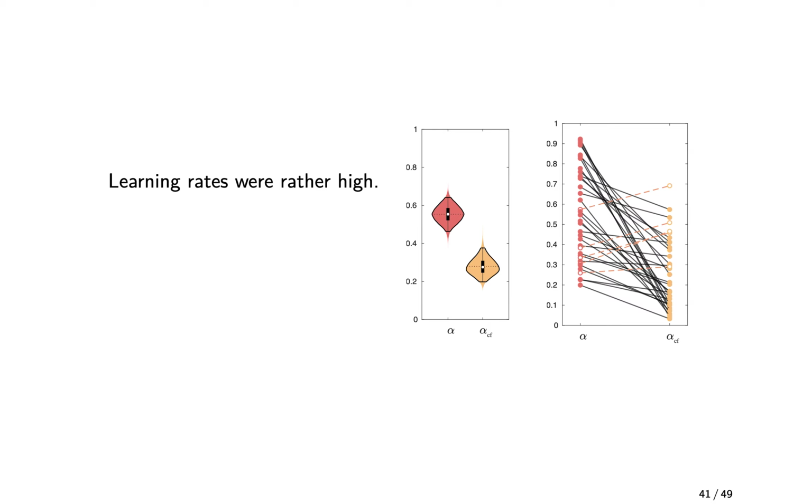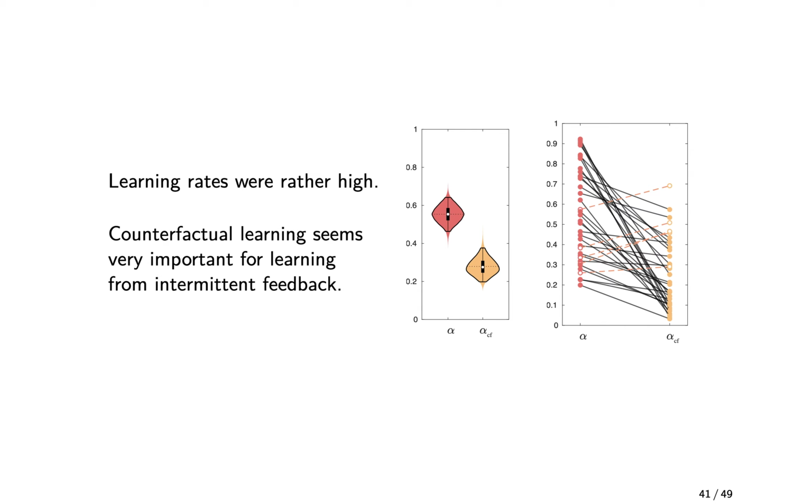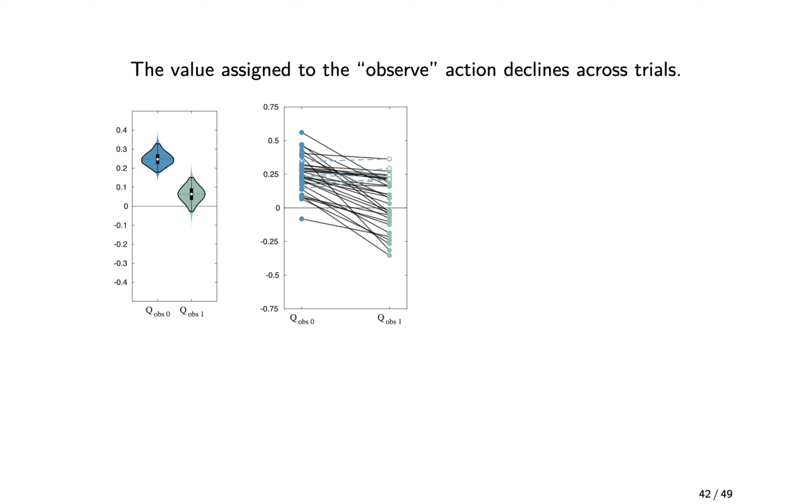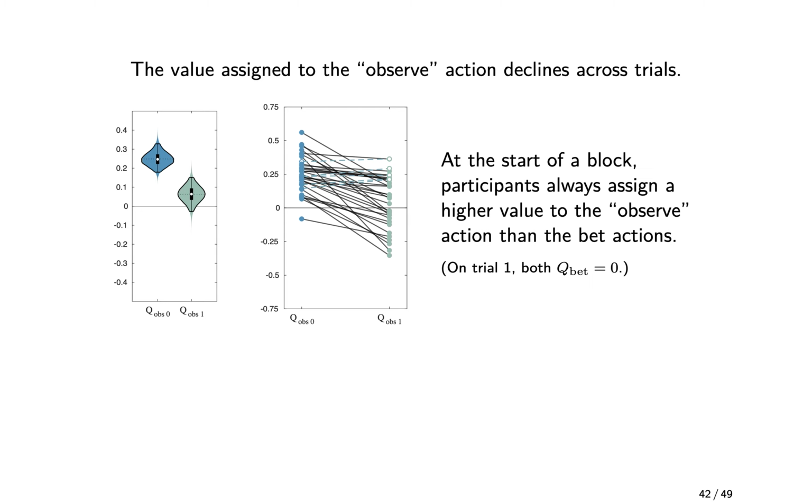But it's interesting to see that the counterfactual learning rate in particular is as high as it is, as this generally doesn't contribute that much to models of traditional RL tasks. So, counterfactual learning seems very important for learning from intermittent feedback. And finally, we see that the value assigned to the observe action declines across trials. And if we look at the estimates for individual participants, we see that at the start of a block, participants almost always assign a higher value to the observe action than to the bet actions, which are initialized at 0.